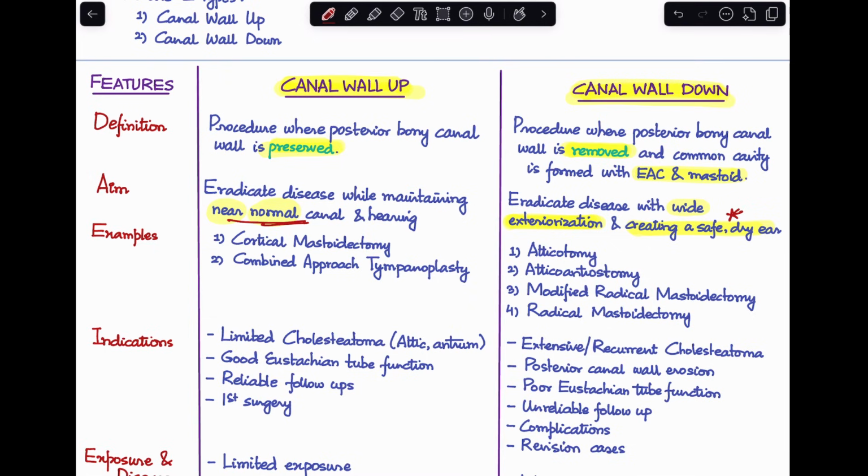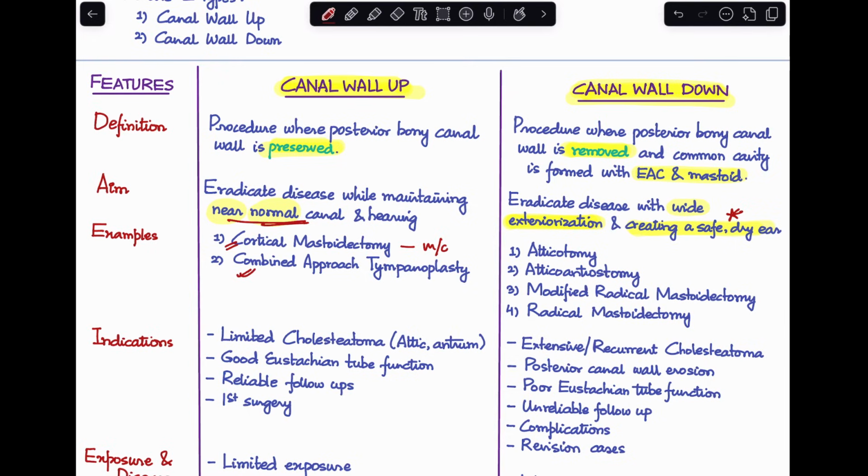Next is, what are some procedures that we know which are canal wall up and canal wall down? So, canal wall up, the most common procedure that we do is cortical mastoidectomy. Cortical mastoidectomy is also known as simple mastoidectomy or Schwartz mastoidectomy, also known as complete mastoidectomy. And the second one is a combined approach tympanoplasty.